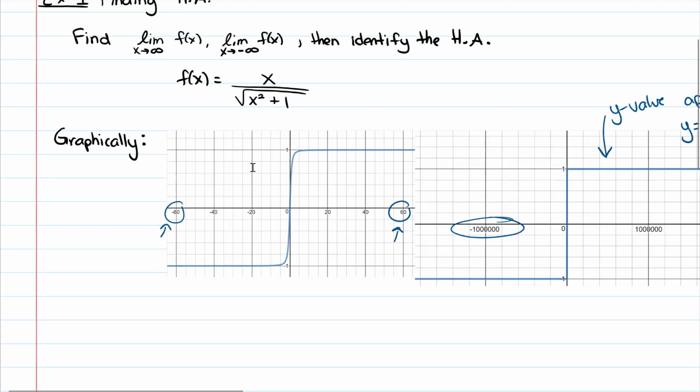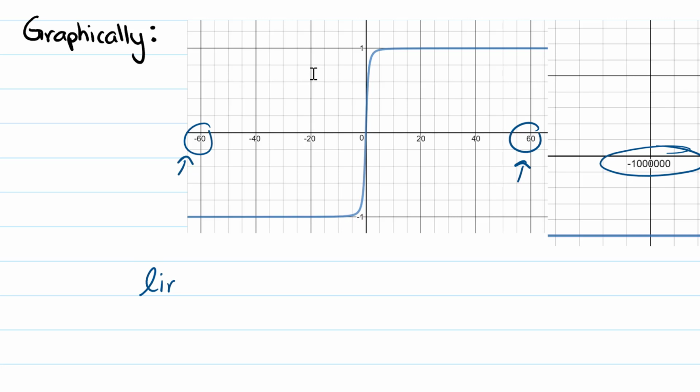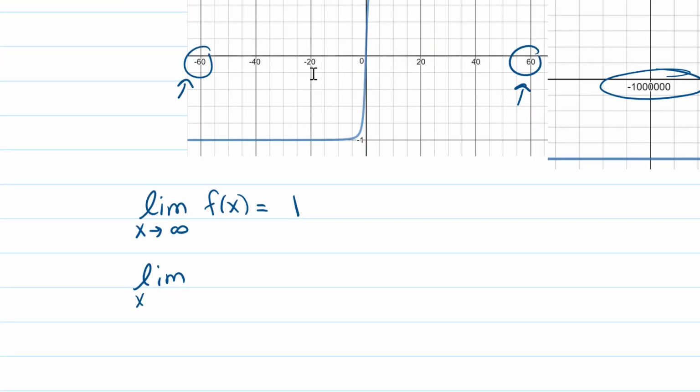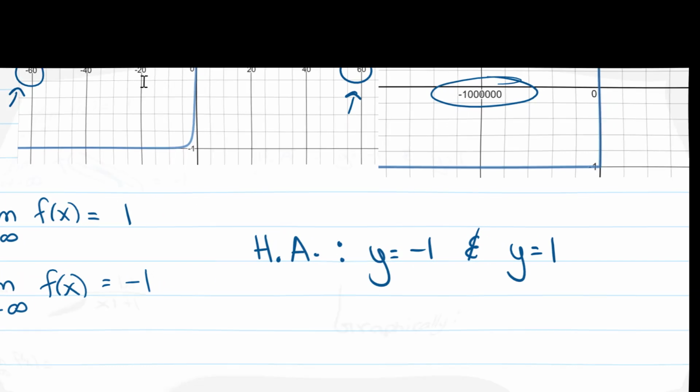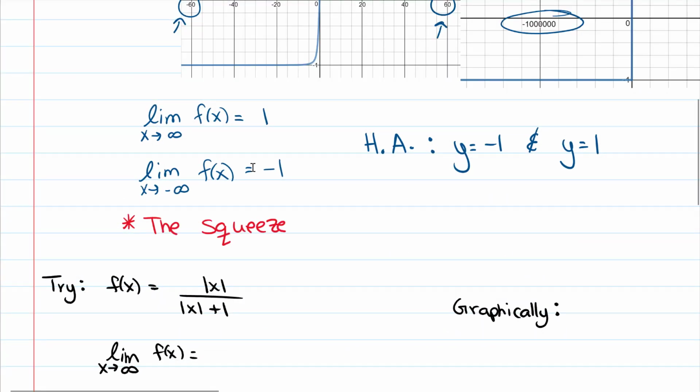So if we want to write that out, it's the limit as x approaches infinity of f of x is equal to 1, and the limit as x approaches negative infinity of f of x is equal to negative 1, which means we have horizontal asymptotes of y equals negative 1 and y equals 1. It's also important to point out that the squeeze theorem also works for infinite limits.